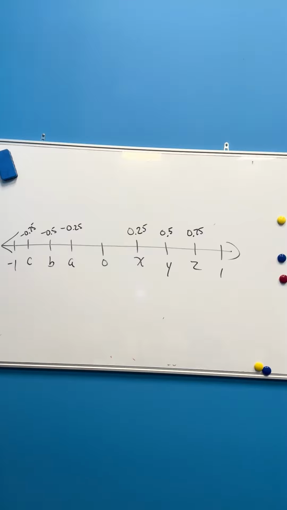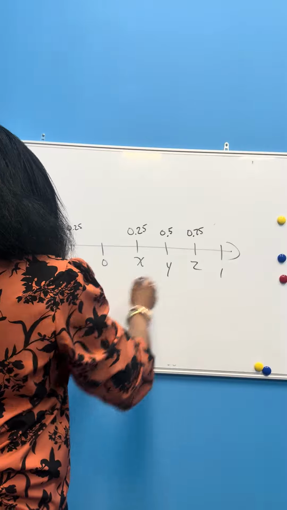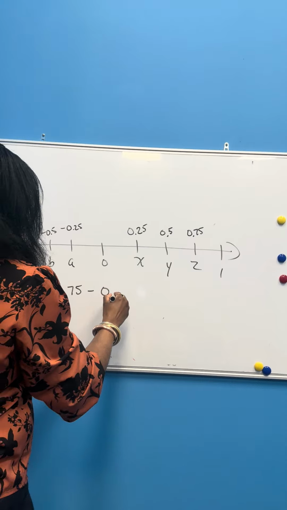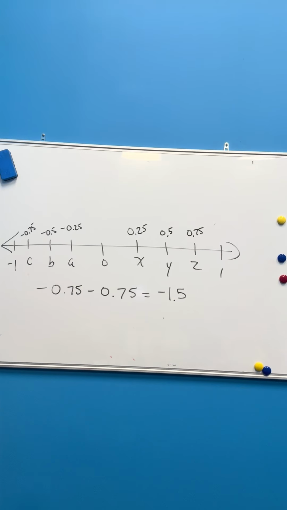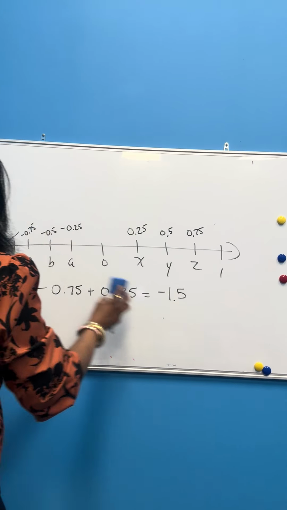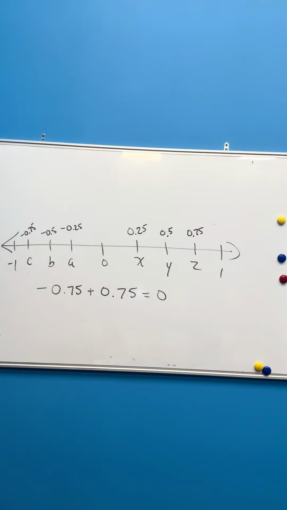So one choice you have is, let's do these two. Well, if we subtract -0.75 minus 0.75, we'll have -1.5. Oh, sorry, this one was actually plus. So if we're adding these two together, sorry about that, -0.75 plus 0.75, they cancel each other out. They're additive inverses. So that is 0.